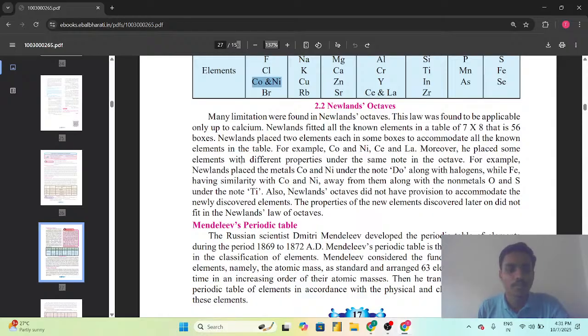Moreover, he placed some elements with different properties under the same note in the octave. For example, Newlands placed the metals cobalt and nickel under the do along with the halogens, while iron, having similarity with cobalt and nickel, was placed away from them with the non-metals oxygen and sulfur under the note ti. Also, Newlands' octaves did not have the provision to accommodate newly discovered elements.